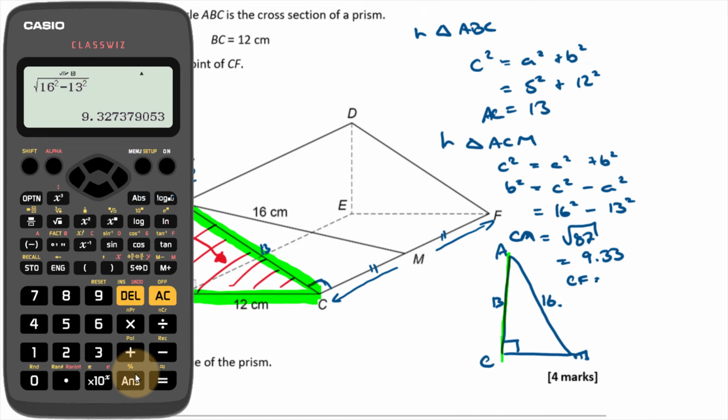Okay. So then CF is going to be twice that. So CF is going to be CM times 2, which is going to be 18.7.